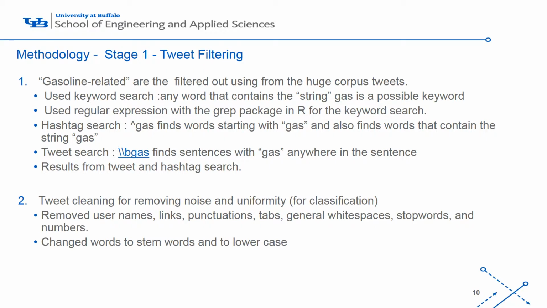For tweet filtering in stage one, the gasoline-related tweets are filtered out of the huge corpus of tweets. We use keywords, and then we use regular expressions with the grep package in R for the keyword search. We did a hashtag search, we did a tweet search, and then finally we got the results from the tweet and hashtag search. The tweets are cleaned and noise is removed for uniformity.